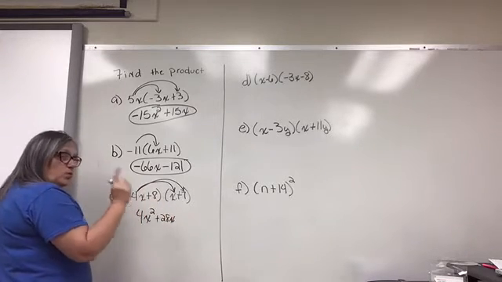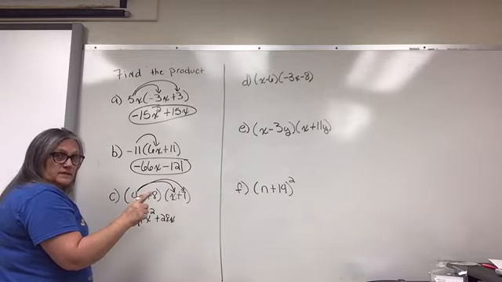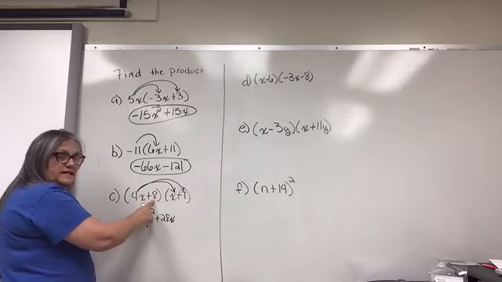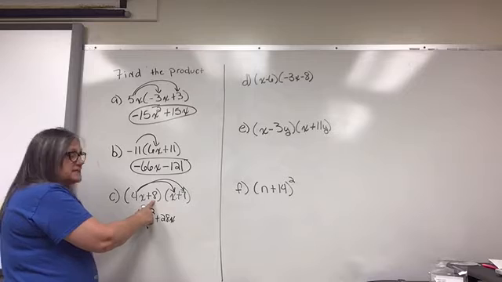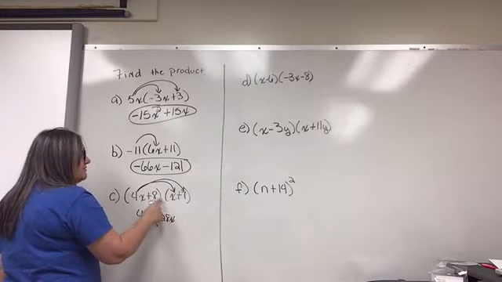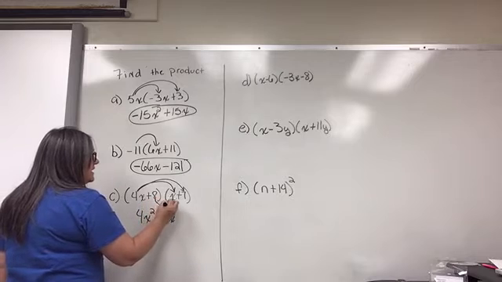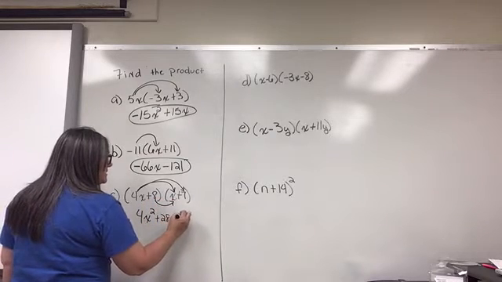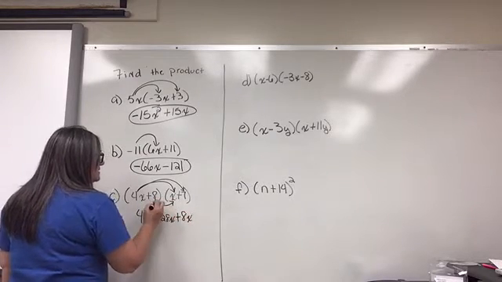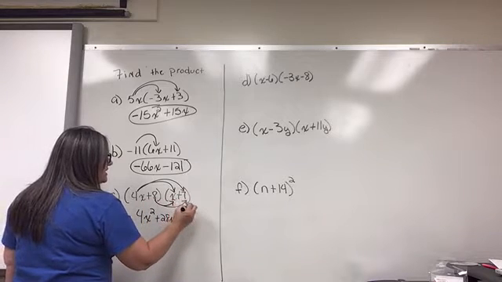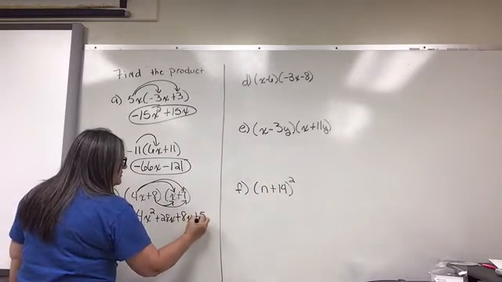Now I've done one number inside the first parentheses, but I haven't multiplied the 8 times anything, which means now I have to multiply it times everything inside this other parentheses. So I'm going to take the 8 times the x, and that's 8x, and the 8 times the 7, and that's 56.